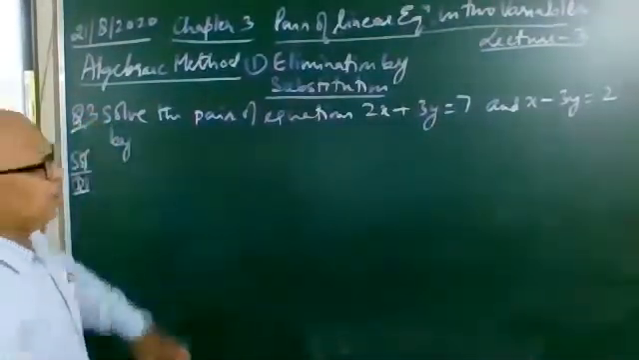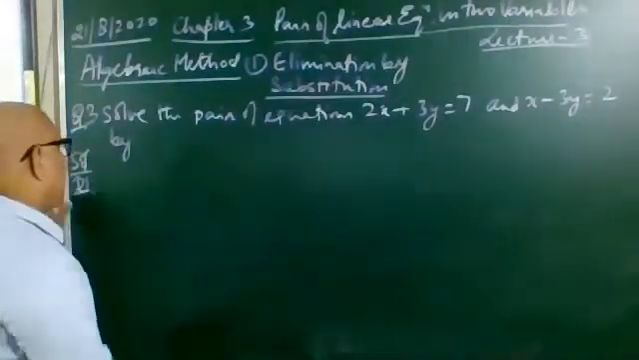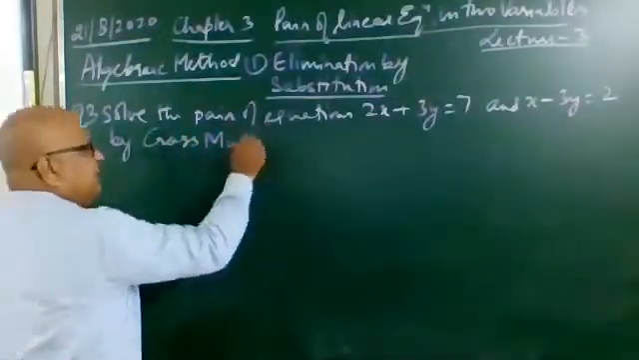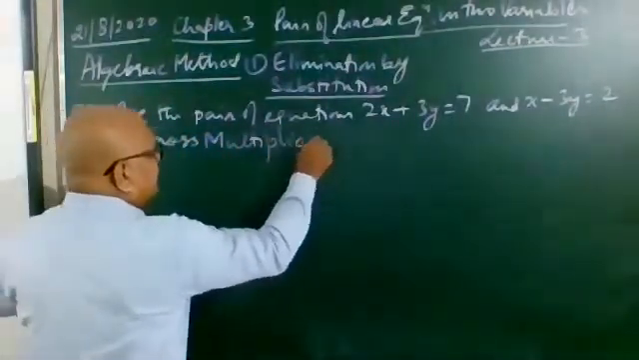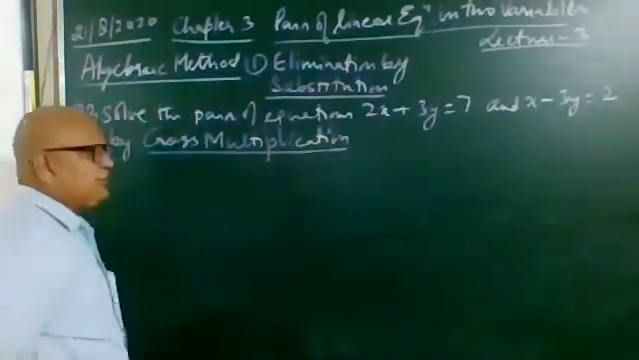Question number 3. Solve the equations 2x plus 3y equal to 7 and x minus 3y equal to 2 by cross multiplication.